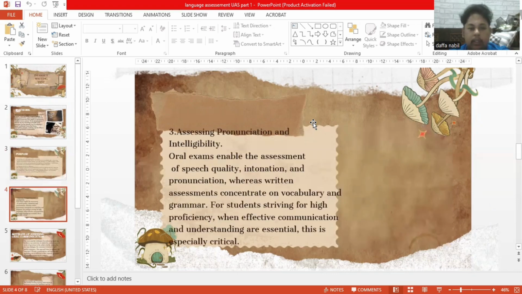And third is assessing pronunciation and intelligibility. Oral exams enable the assessment of speech quality, intonation, and pronunciation, whereas written assessment concentrates on vocabulary and grammar. For students striving for high proficiency, when effective communication and understanding are essential, this is especially critical.